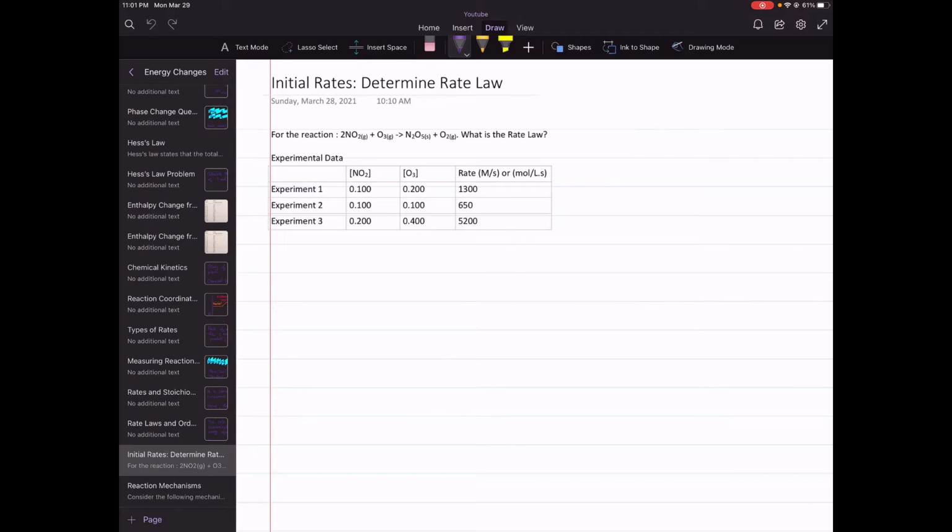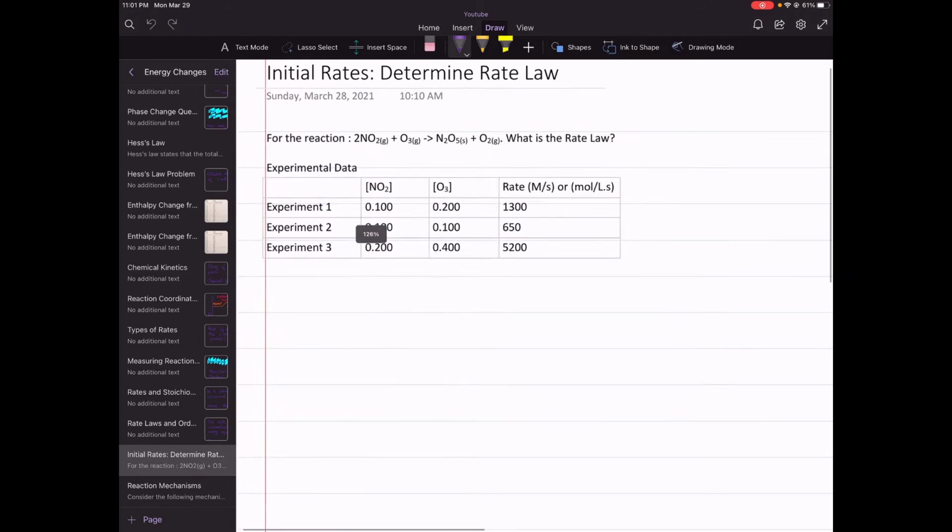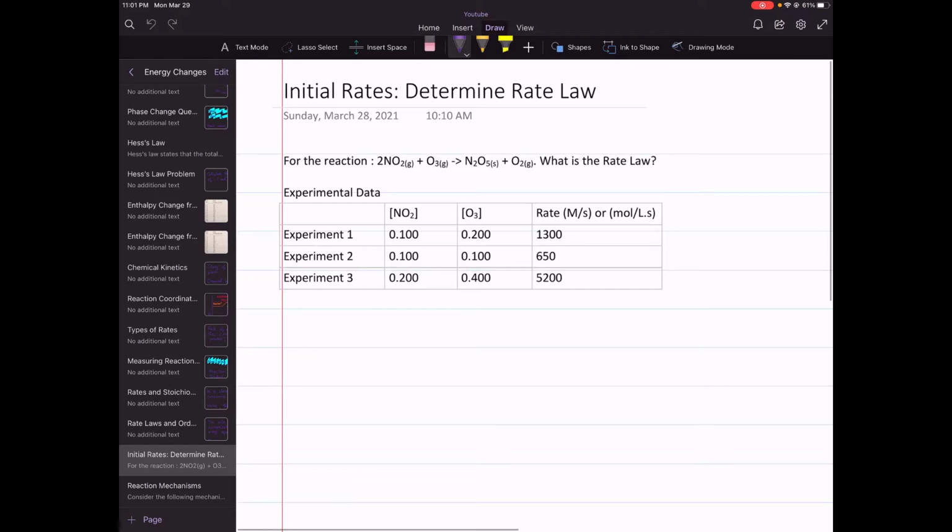Hi folks. Today I have a lesson for you on initial rates and how to determine a rate law for a reaction using experimental data. For this example, we can see the information that is provided. For this reaction, they have given us a balanced chemical equation where we have 2NO2 gas plus O3 forming N2O5 plus O2, and they're asking us for the rate law.